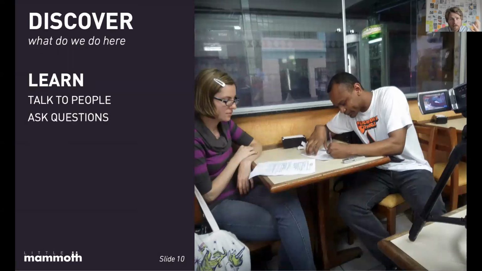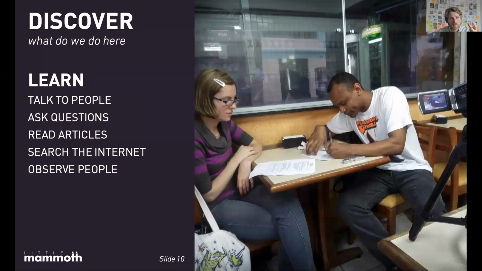So the first phase is the discover phase, and this is a really important phase regarding learning, and basically that's what it comes down to. It's all about research. It's all about learning as much as possible about the subject matter, about the users, and about the topic in general. And what we do here is we often talk to people. We ask lots and lots of questions. We read articles and search the internet. And one of the most crucial things is we observe people.